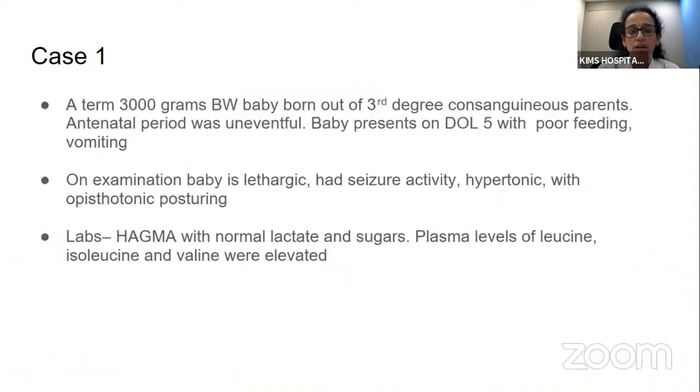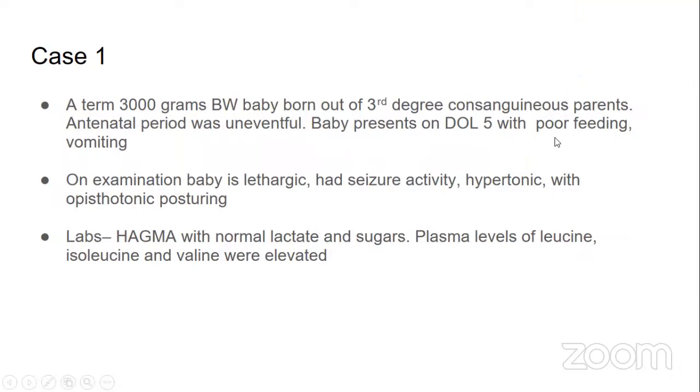So let's see our first case. I have mentioned some examples in this video. So a term, 3000 grams birth weight male baby born out of third degree consanguineous parents. So consanguinity is there and antenatal period was uneventful. Baby was well at birth, was started on breastfeeding and there was no significant natal history. Baby presented with poor feeding and vomiting.